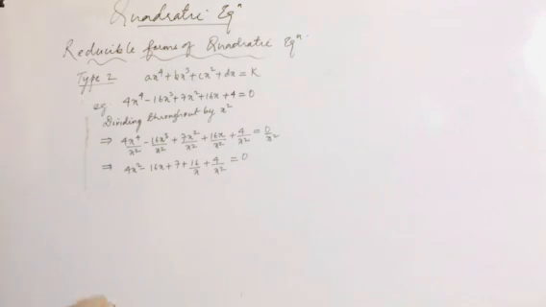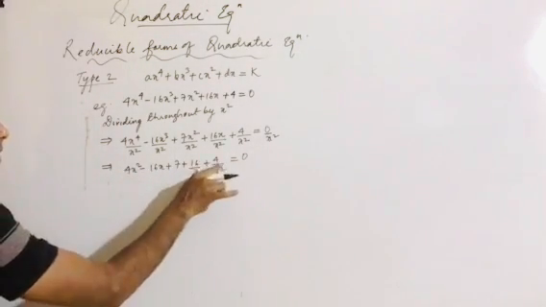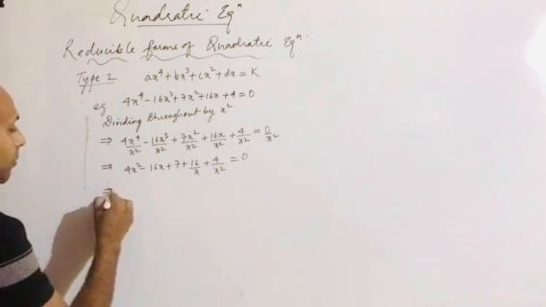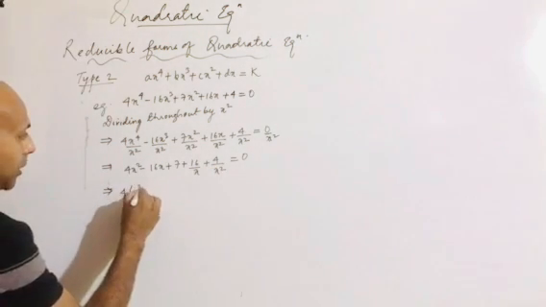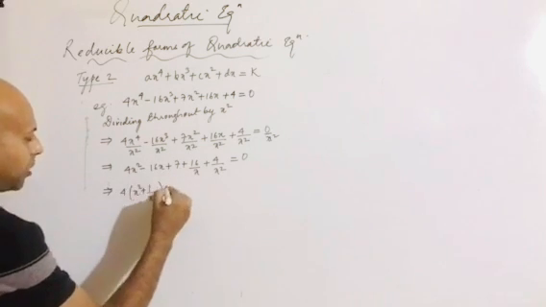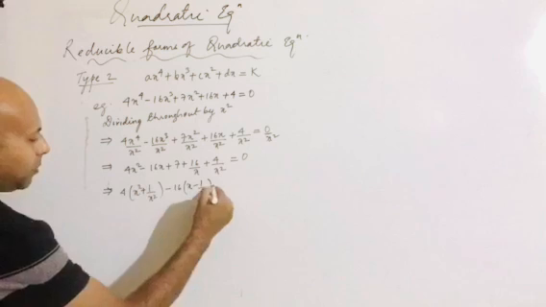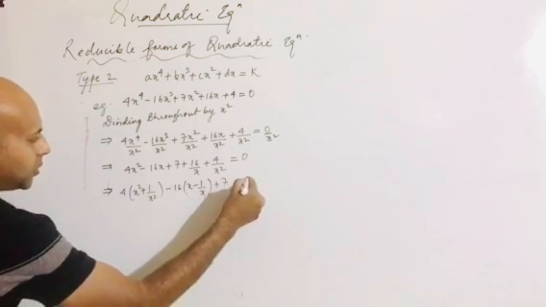Now children, we have to make a group of common terms. Like here I am having 4x square and here it is plus 4 by x square. So what I am going to do, 4 taken common, so this will become x square plus 1 by x square. Is it clear? Now in this group also you can see minus 16 taken common, so this will become x minus 1 by x and plus 7 is equal to 0.